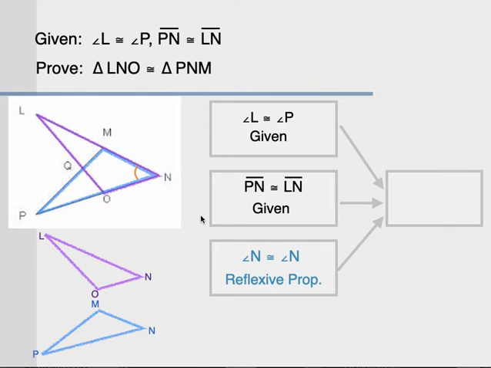Now you could pull your triangles apart and label the matching sides and angles with congruency symbols. So the given told us angle L is congruent to angle P, and that side PN was congruent to side LN. We also figured out that angle N was congruent to itself on each triangle. To prove the triangles congruent, which theorem or postulate would you use? ASA.